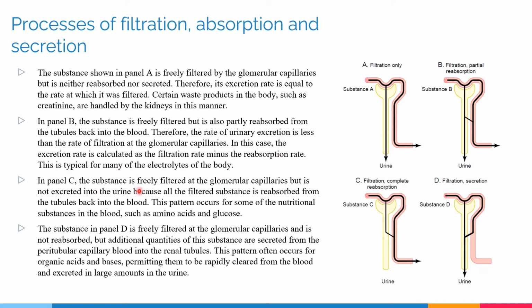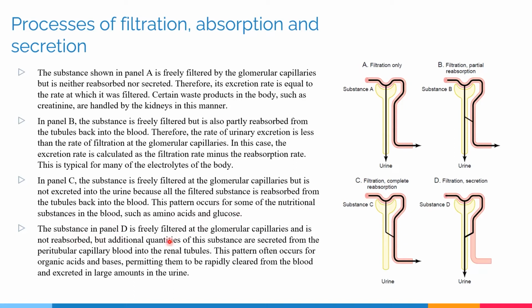In panel C, the substance is freely filtered at the glomerular capillaries, but is not excreted into the urine, because all of the filtered substance is reabsorbed from the tubules back into the blood. So almost all of the substance C that was filtered into the glomerular filtrate is reabsorbed back into the blood via the peritubular capillaries. This pattern occurs for some of the nutritional substances in the blood, such as amino acids and glucose.